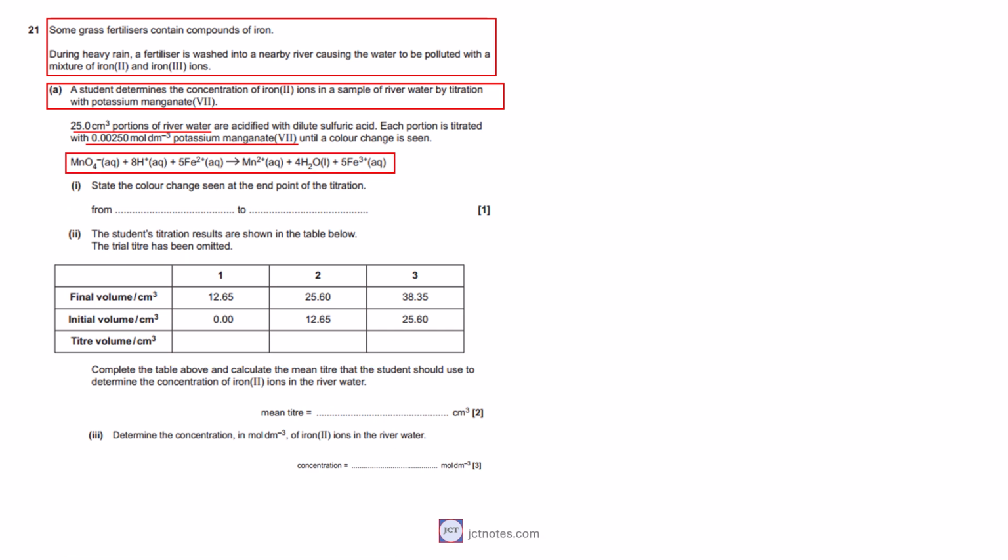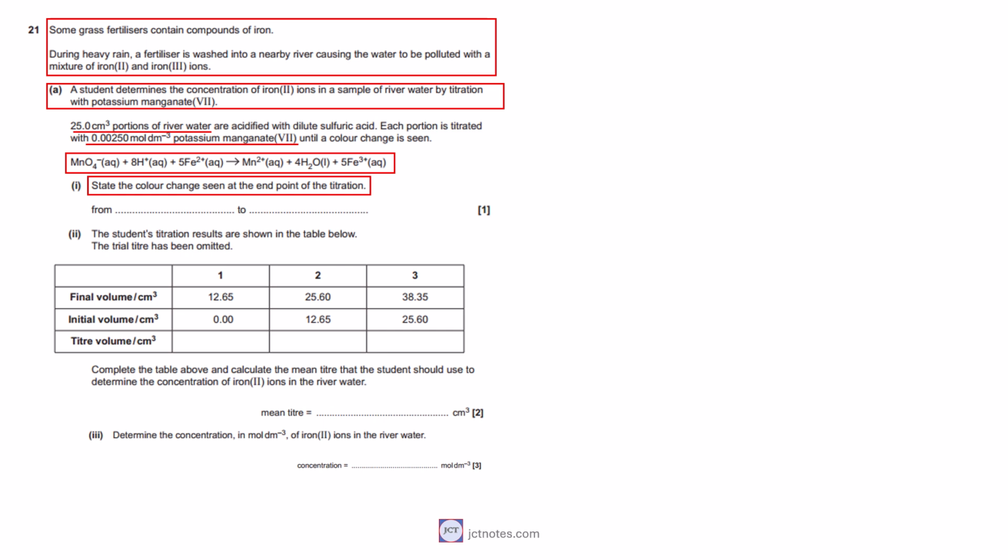There are 3 questions in this section. In the first question, we are asked to state the color change seen at the end point of the titration. This was definitely a bit of a tricky question, as many students get caught out by mixing up the color change or providing incorrect colors. Check out a link that I leave in the description for the colors of inorganic ions and complexes for A Level Chemistry from OCR, very helpful for OCR exams.